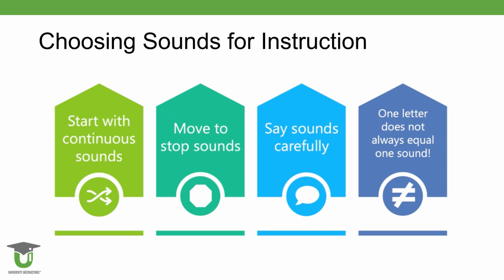It's important to say the sounds carefully, and you don't add uh or the schwa sound to the end of the stop sound. For example, if you pronounce the phoneme b as buh instead of the quick b, it confuses students and makes it harder for them to read and to spell. Remember, one letter does not always equal one sound. Some sounds are represented by 2 or more letters, and some letters such as Q and X can represent 2 different sounds.